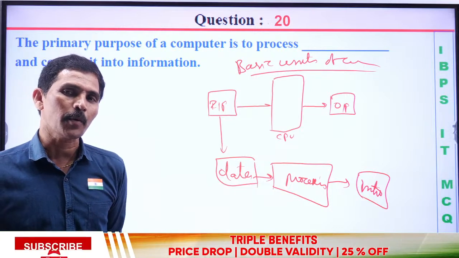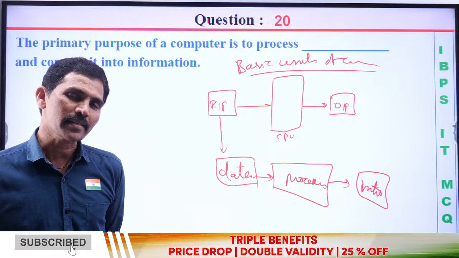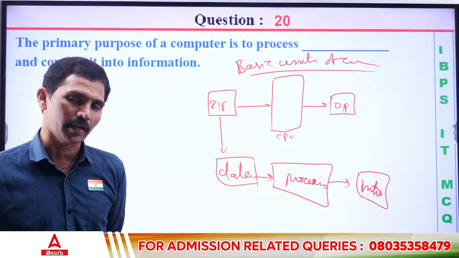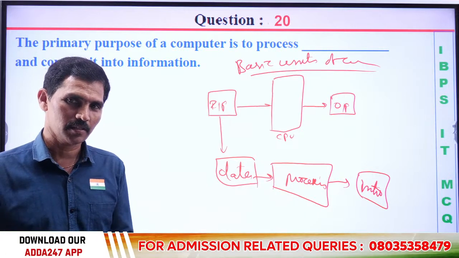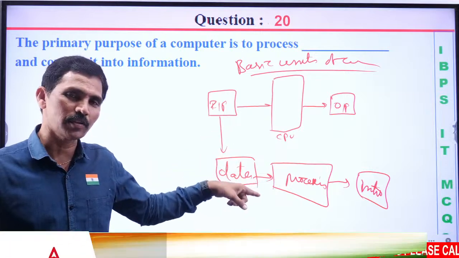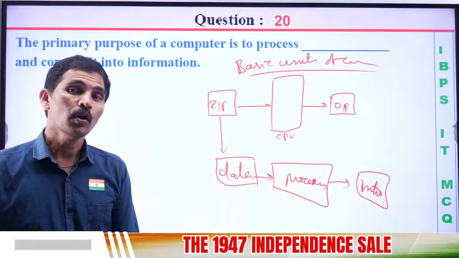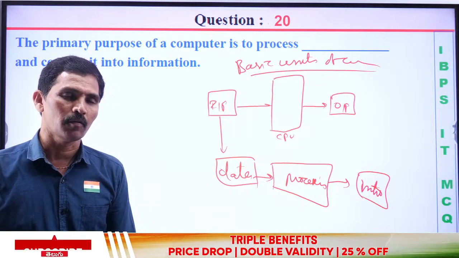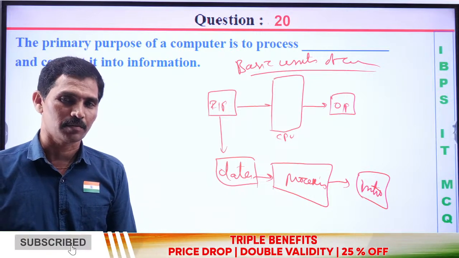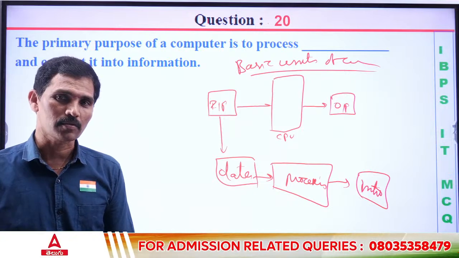Data processing is a procedure which takes the raw facts in the form of data, raw facts as input, and processes within it and gives output. That is called data processing. Sometimes they can ask which thing will convert data into information, like that also.